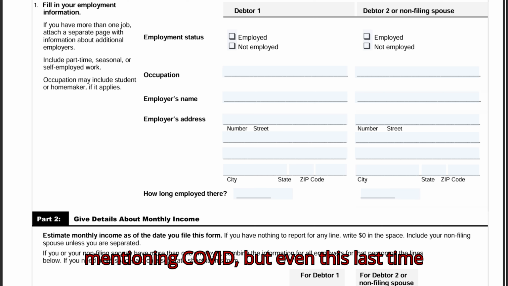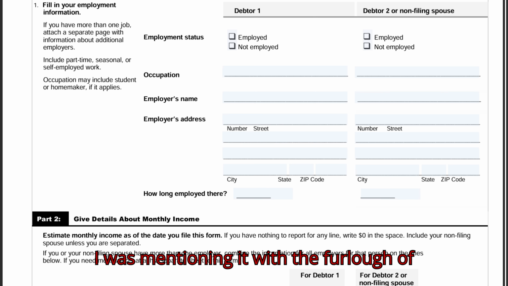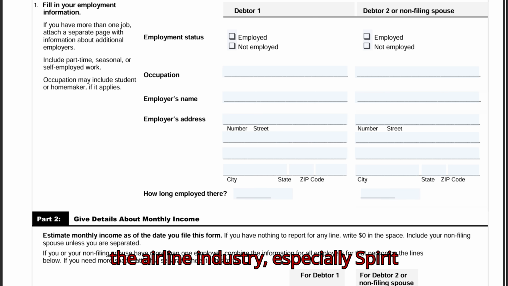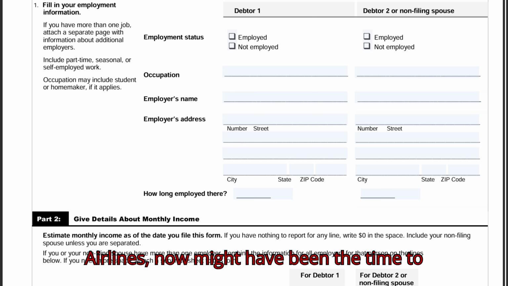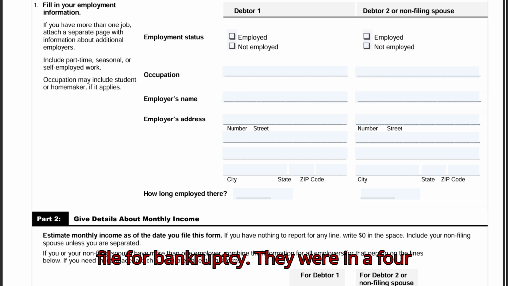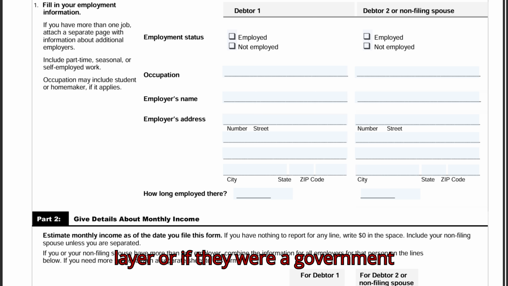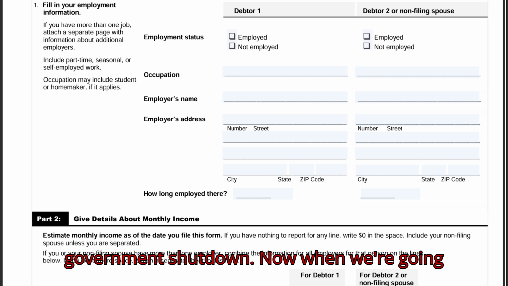And likewise, I was mentioning COVID, but even this last time, with the furlough of the airline industry, especially Spirit Airlines, now might have been the time to file for bankruptcy if they were in a furlough or if they were a government employee dealing with the federal government shutdown.